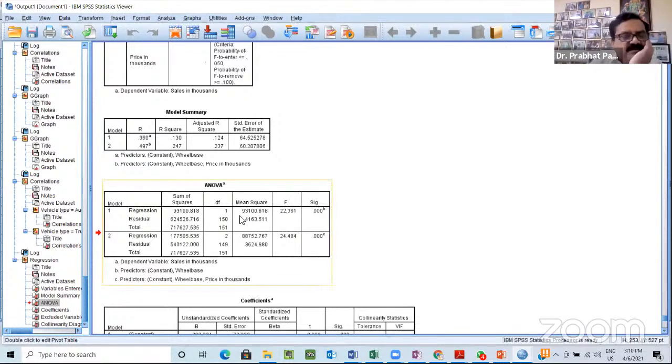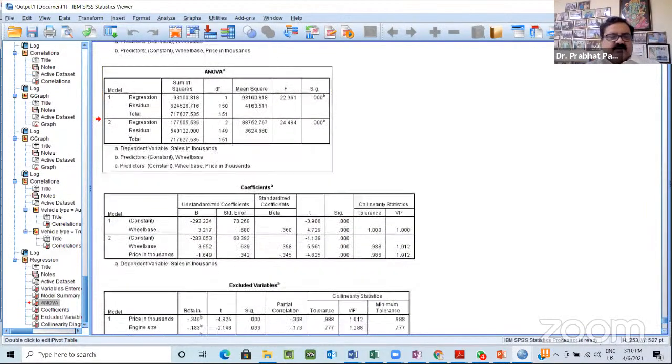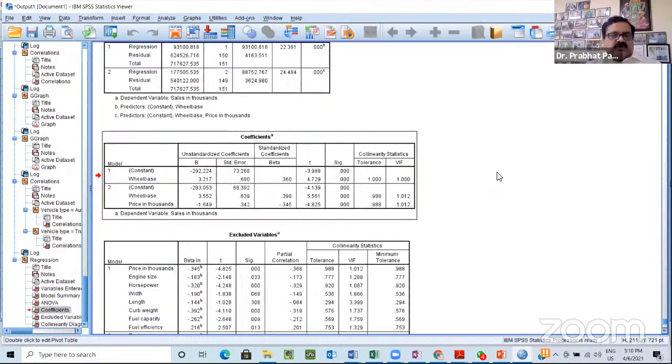And therefore, in this case, we found that it has actually done 2 iterations. So in the second iteration, it got the best model. So all we have to do is to analyze the second model. In the second model, we see that there are 2 variables that it has picked up. One is wheelbase, another is price in 1,000. So these are the two variables it found to be significant and also non-correlated. So it doesn't present any collinearity problem.